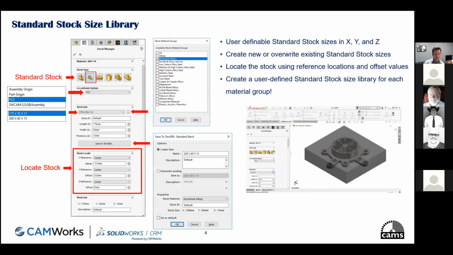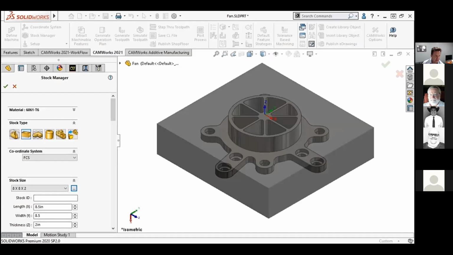So the next thing we're going to talk about is the standard stock size. We all know that when you call up your stock vendor, they're going to give you that stock in a standard size. And so now CAMWorks can allow you to choose those standard stock sizes as you're defining the stock. And then we can reference the assembly coordinate system, part origin, fixture coordinate systems, or a SolidWorks location as well. And we've got a little video here. And so we're going to jump into this and take a look at how that is going to work.